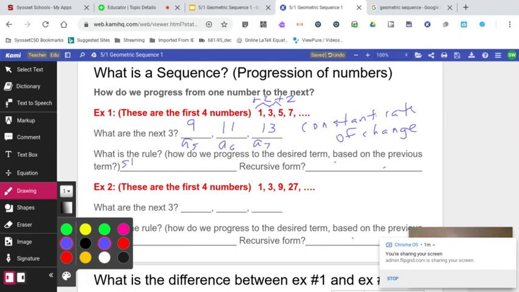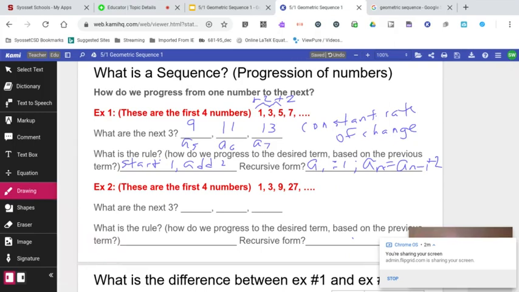Well, I started with 1, and I added 2. If you remember the recursive form, we have to say what we start with. So a sub 1 is 1. And then to get to a sub n, I take my previous term, a sub n minus 1, and I add 2. That would be the recursive form.